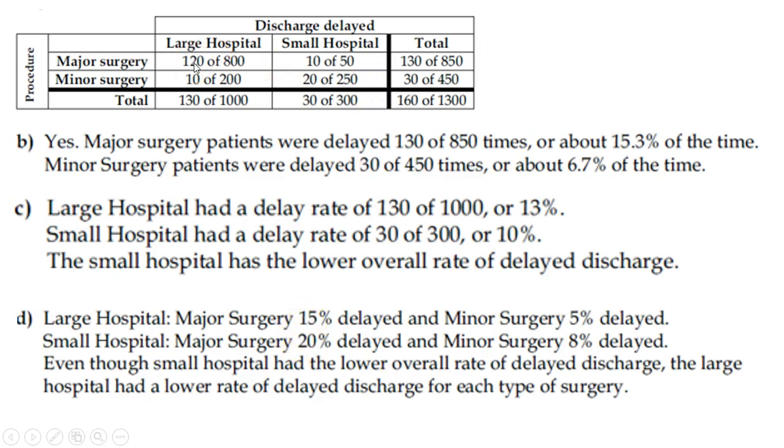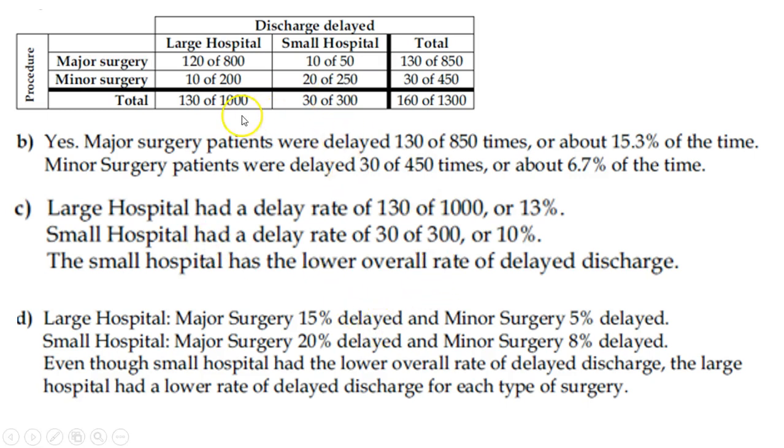We can delay. So it says large hospital, major surgery. Just take them and divide. And then the large hospital for minor surgery, take them and divide. Small hospital. Point is you can look at each of them differently, each individual one. And you can see that even though small hospitals have a lower overall rate, right, of discharge, it looks like for major surgeries, 20% of the time they're staying, which that's not very good if you think about it. So that would scare me a little bit.